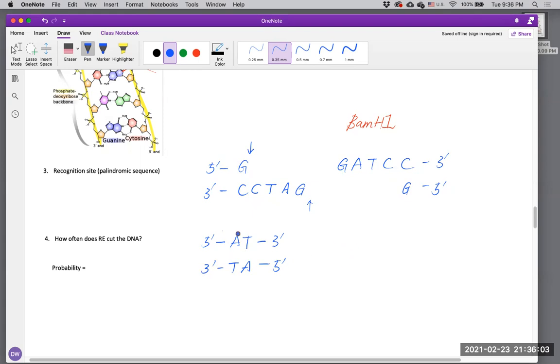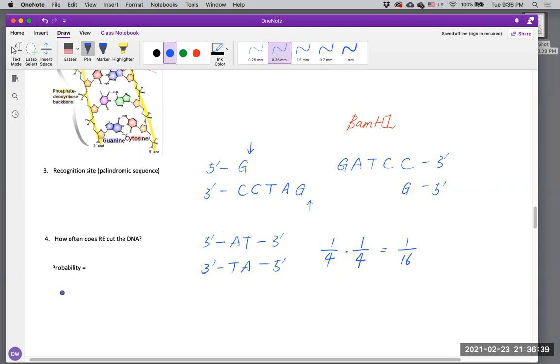The probability of having A at the first location is 1 out of 4, right? There are only 4 bases, so having A occurring by random chance is 1 out of 4. And having T occurring by random chance at the second position is also 1 out of 4. And then having the AT sequence appearing by random chance is the first probability multiplied by the second probability. So this is 1 out of 16. This is the probability of having the sequence AT occurring just by random chance.